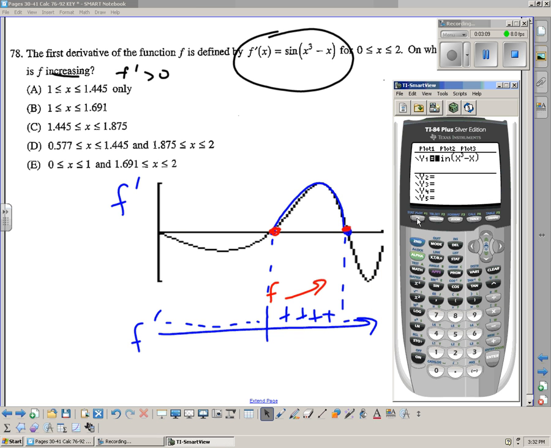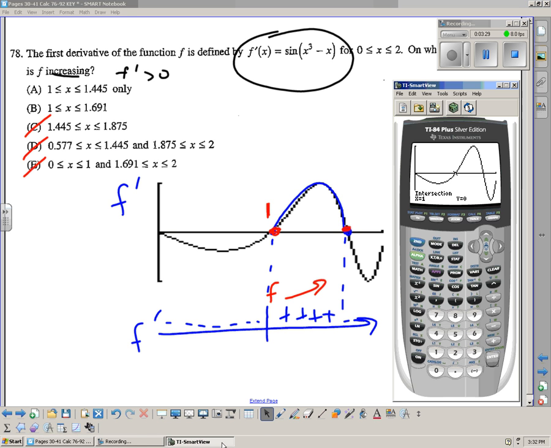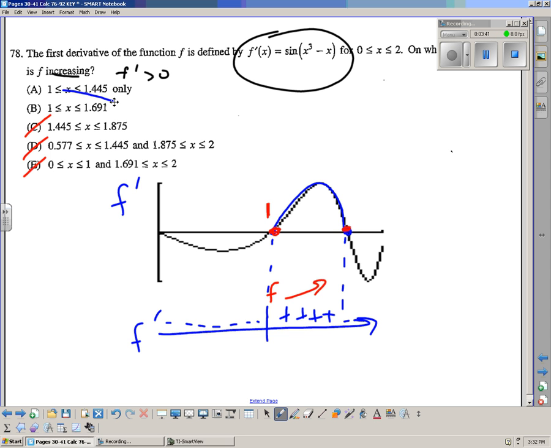I go to y and plug in 0 for y2. That's the x-axis. Then I go second trace 5. That's the intersect. First curve, I press enter. Second curve, I press enter. My guess is actually 1. So I know my beginning interval has to begin with a 1, so these choices are gone. Then I just have to find that other point. So second trace 5, enter, enter, and I can go out to, say, 1.7. I'll guess it's like 1.7, and it's 1.6905 or 6. So there's my answer. And that's it.